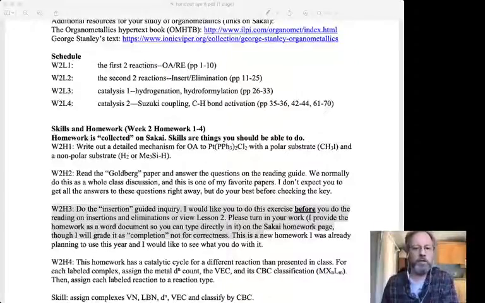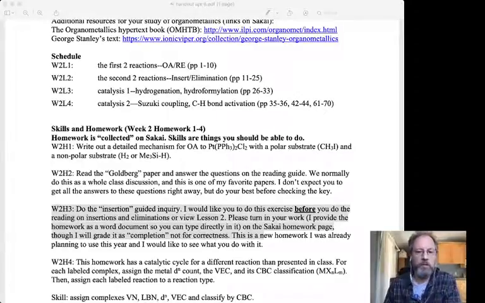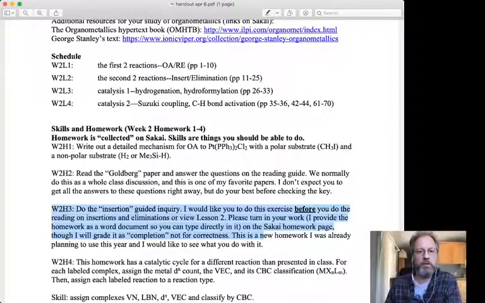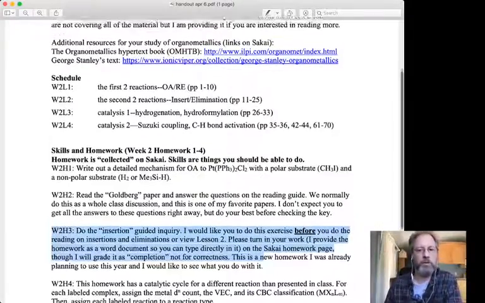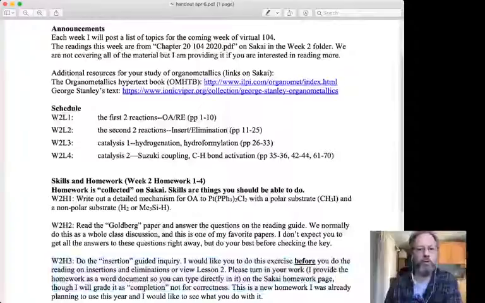Even though I said I wasn't going to collect your homework during this part of the course, I do want to see what you've done here because it's new and I want to see what your answers are. So try to do that. If you forget, it's not a huge deal, but I want you to try to do the guided inquiry before you do the reading. Lesson 3 will be on catalysis.